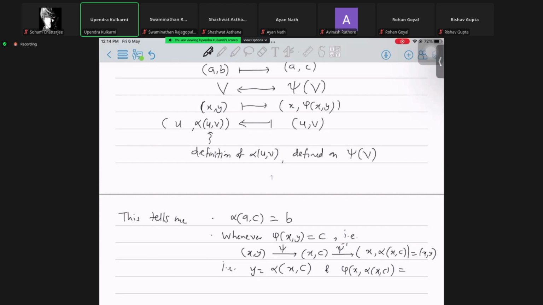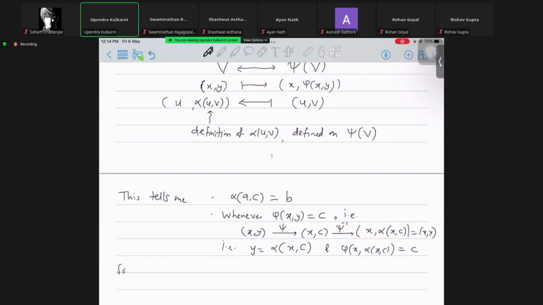we're just applying the dictionary, okay? This is set theory. There is no analysis going on. What is that? Phi of x comma alpha of x comma c? C. C, exactly. So what this is telling me is the following.